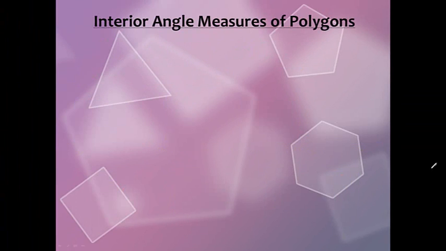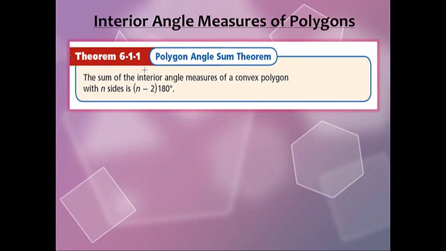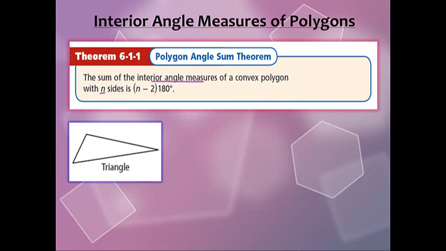We're going to start with the interior angle measures of polygons first. The polygon angle sum theorem tells us that the interior angle measures, so all of the angles inside, of a convex polygon with n sides is going to be equal to n minus 2 times 180 degrees. Let's see what that looks like. Let's take a triangle. We actually already know that the interior angles of a triangle add up to 180 degrees. So let's use this formula that they give us and make sure that that's still true.